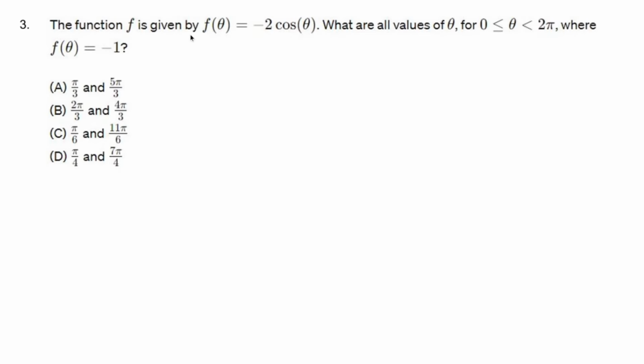The function f is given by f of theta equals negative 2 cosine theta. What are all the values of theta, for theta between 0, including 0, and 2 pi, but not including that, where f of theta equals negative 1? So basically, f of theta is this, f of theta is that, set them equal to each other. Negative 2 cos theta equals negative 1. Well, let's solve for theta. In order to do that, we have to get rid of negative 2 by doing the inverse operation, divide by negative 2. Cosine theta equals negative 1 over negative 2, positive 1 over 2.